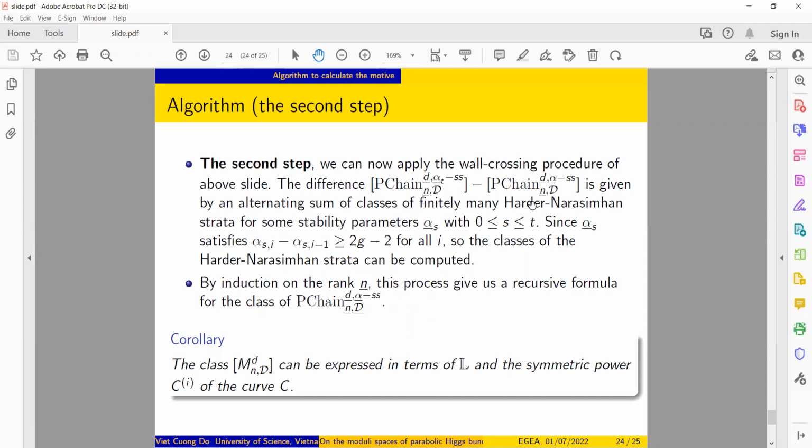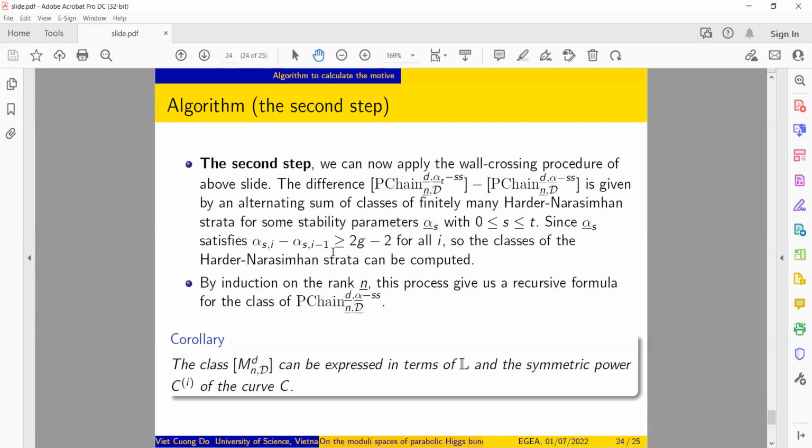Step 2, we use the Cuong product I mentioned before. The difference we know by Harder-Narasimhan, and with Harder-Narasimhan we can do some calculation by a recursive formula. So by induction on the rank, I can give you the recursive formula for the parabolic chains, with fixed rank, fixed degree, fixed weight data, of alpha semi-stable, with the condition that alpha_i minus alpha_{i-1} is bigger than 2g minus 2.